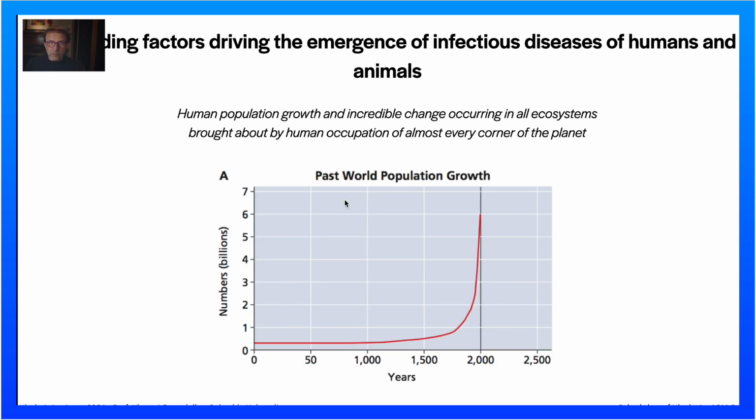Okay. Now, why is it that viruses emerge? Overriding factors driving the emergence of infectious diseases. Well, number one is population. Look at the population growth. Billions on the y-axis and years on the x. Look at this incredible growth. Population growth everywhere, invading all ecosystems. And this makes us contact animals which have their viruses, right? That's just the way it is.